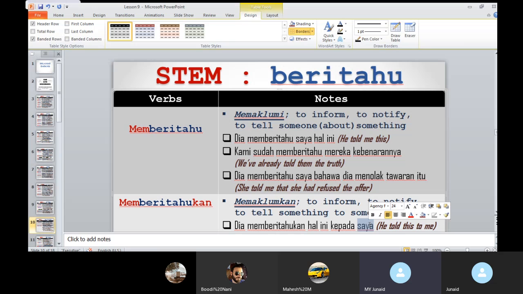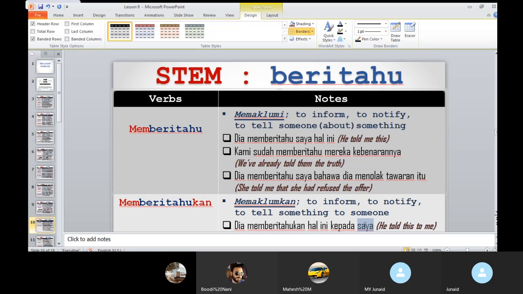So like this, dia memberitahu saya hal ini. So he told me about this matter. But this one, dia memberitahukan hal ini. So he told this matter to me, kepada saya. Is it clear?